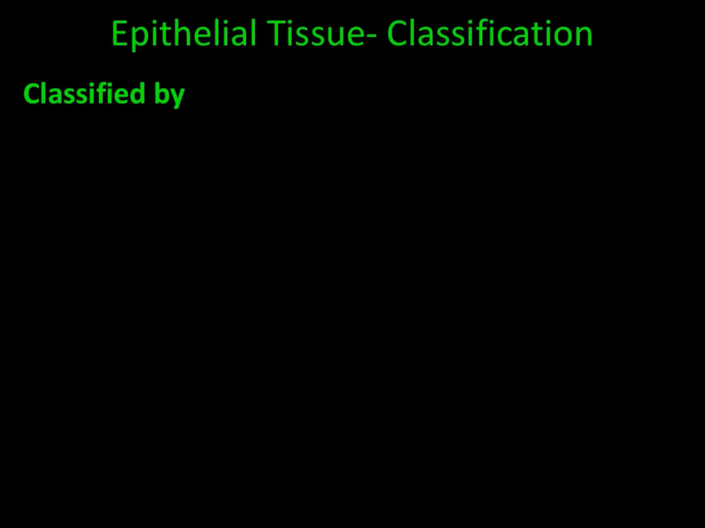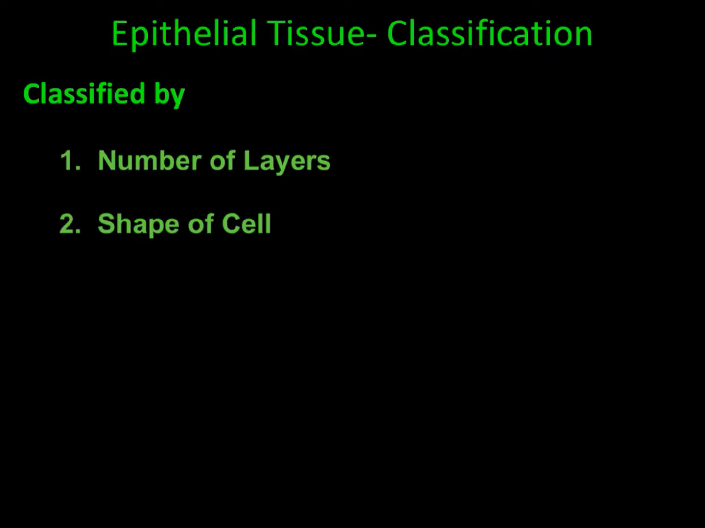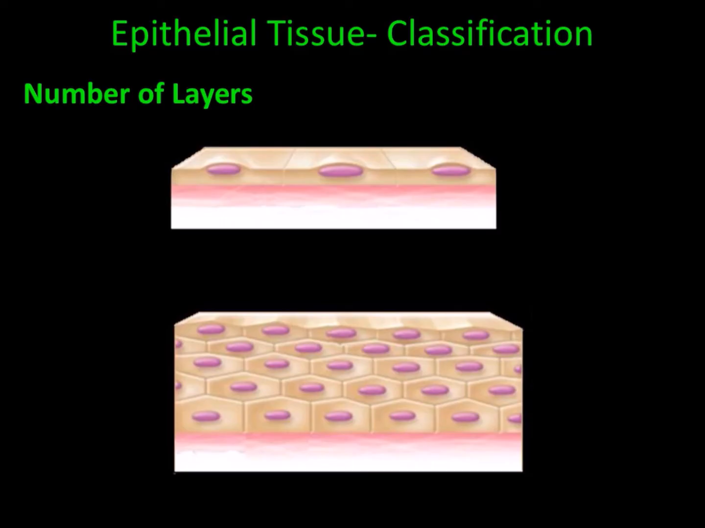Epithelial tissue is classified by 2 things. The first is by the number of layers, and the second is by the shape of the cell. When looking at the number of layers of epithelial tissue, a single layer is a simple epithelial tissue, and multiple layers is a stratified epithelial tissue.